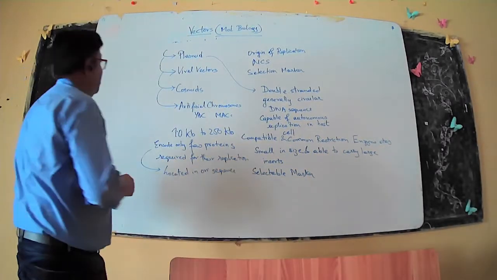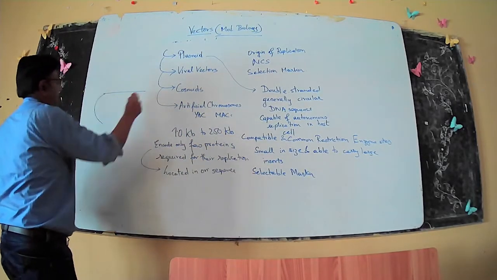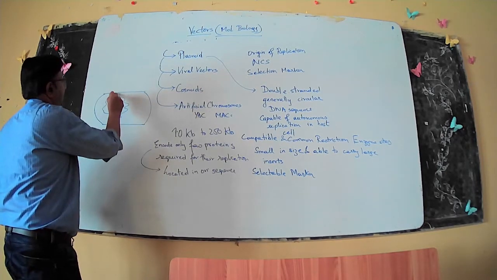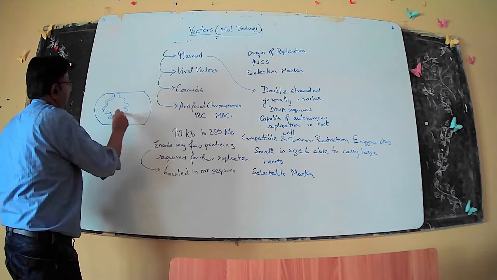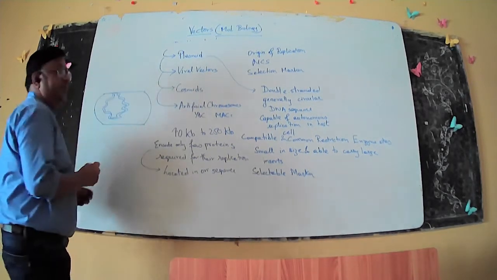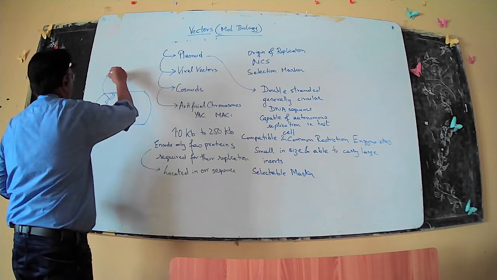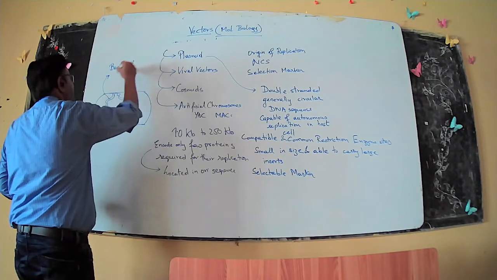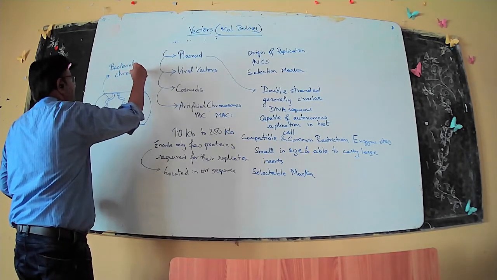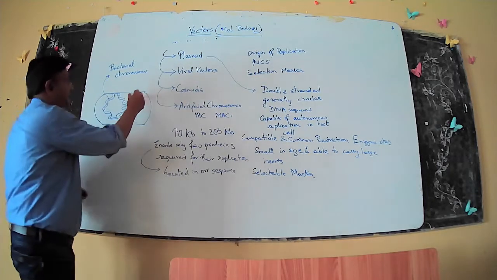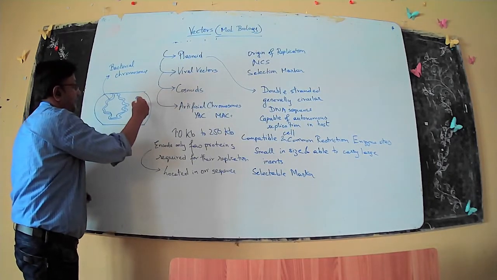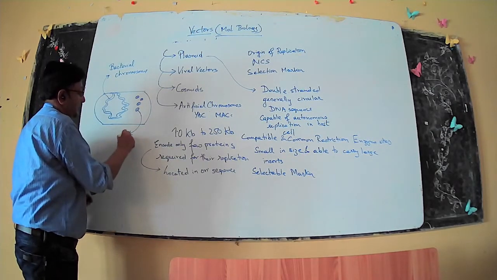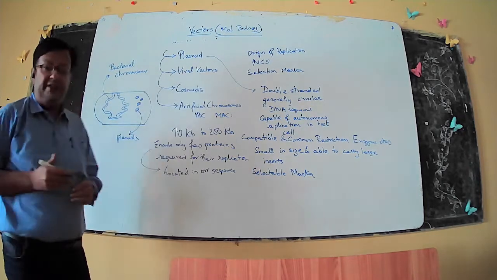So basically if you draw, this is a bacteria, this is the bacterial chromosome, or it's not exactly like a chromosome, but you can call it that. And here are small double-stranded circular plasmids. These are the plasmids present inside.